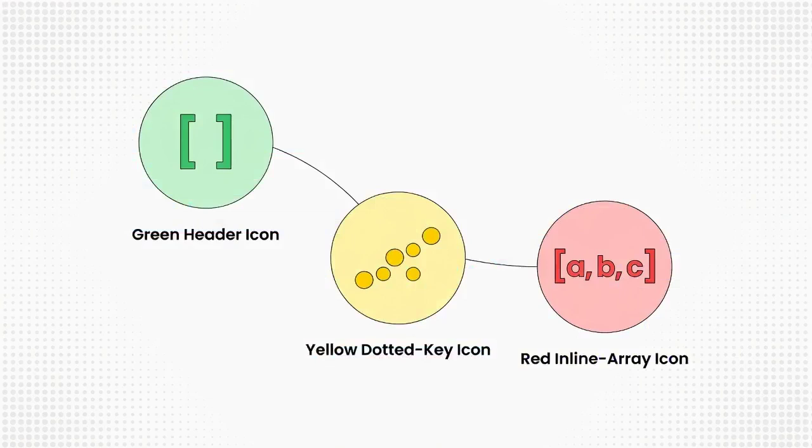Headers group related keys. Dotted keys flatten nested namespaces like tool.poetry.dependencies without extra nesting. Inline arrays, written as a, b, c, embed lists without taking a full line each.